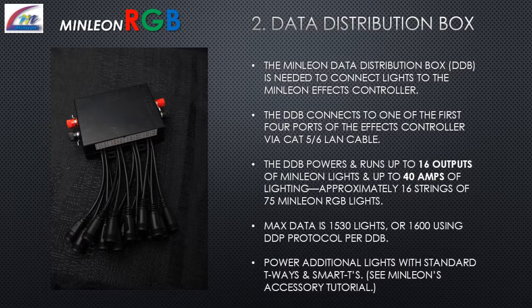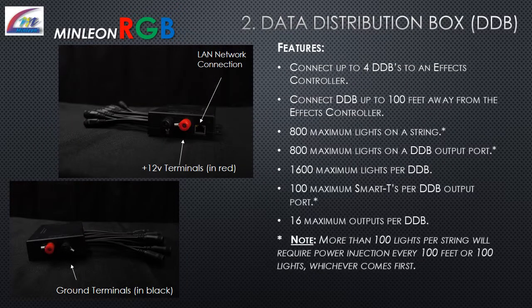The max data is 1,530 lights, or 1,600 using DDP protocol. Power additional lights with standard T-ways and smart Ts. Refer to Minleon's accessory tutorial. More DDB features. Connect up to 4 DDBs to an effects controller. Connect a DDB up to 100 feet away from the effects controller.